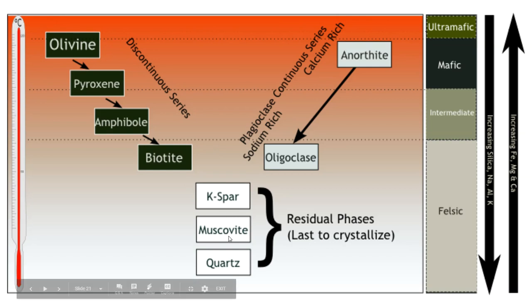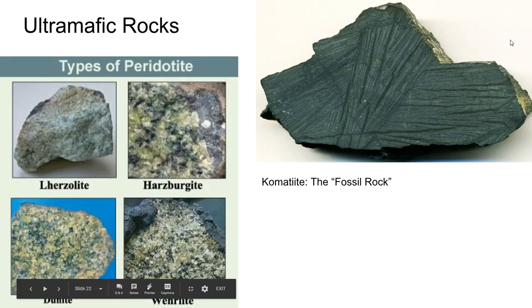But the bottom line is this is the order of cooling from the top down and the order of melting from the bottom up. Actually, this is looking at increasing silica on down and increasing iron, magnesium, calcium on up. All right, so what do these look like?